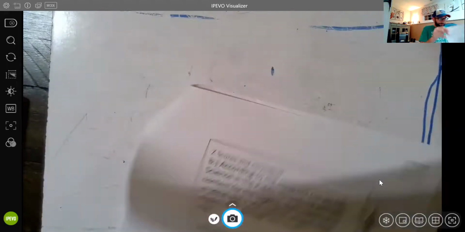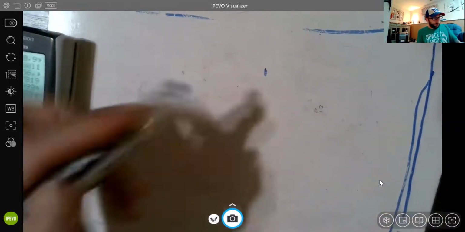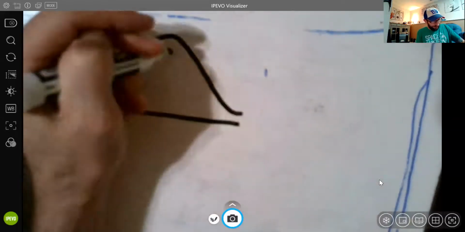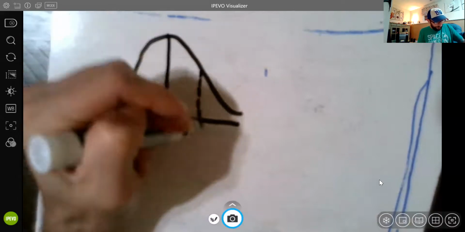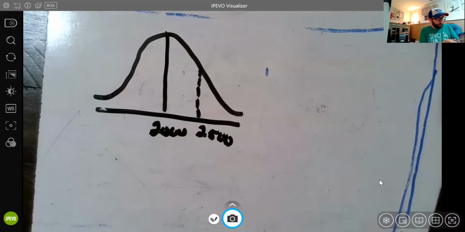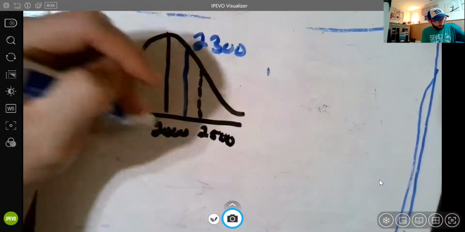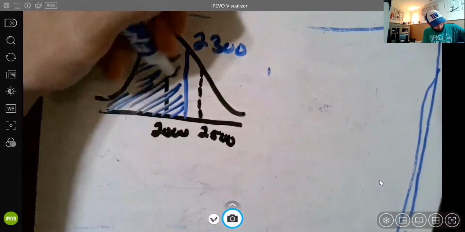All right, one last. So z-scores. So we can use z-scores with our normal model. So if we revisit that same question that we just did, this was 2,000 in the middle. This is 2,500. We wanted to find the probability that there was less than 2,300 milligrams of sodium in this meal.